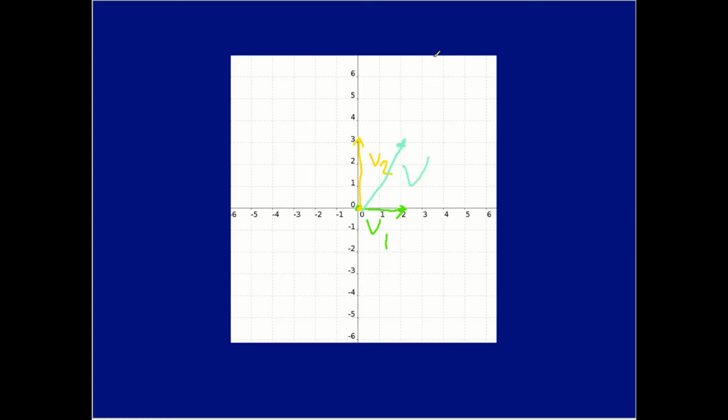Here's a picture of what was happening with that example. V sub 1 was 2, 0. It starts here. V sub 2 was 0, 3. That was it. When you combine them, you get v, which is at 2, 3. So we go over 2 because that's for v sub 1, and then we go up 3 because that's for v sub 2. This right here is our actual vector when the components are combined.